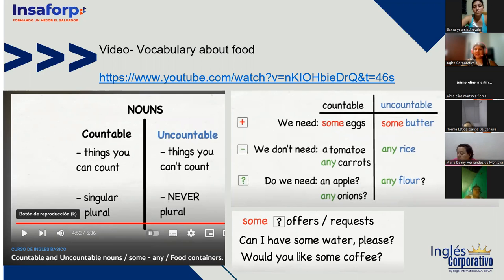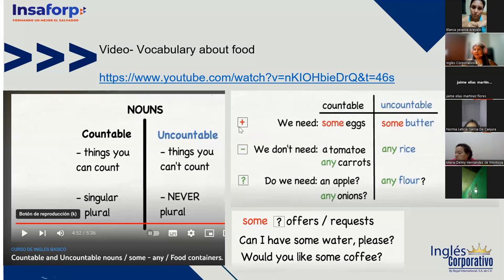Como les decía, el pan se puede contar, pero si tiene slices, right? Like one or two slices, like two, three, okay. Two or more slices, you can mention that. But if you have it in slices, okay? Okay, importante.